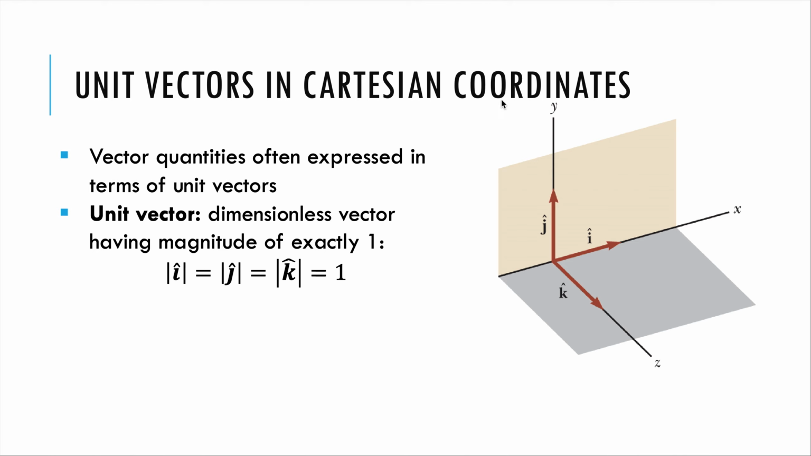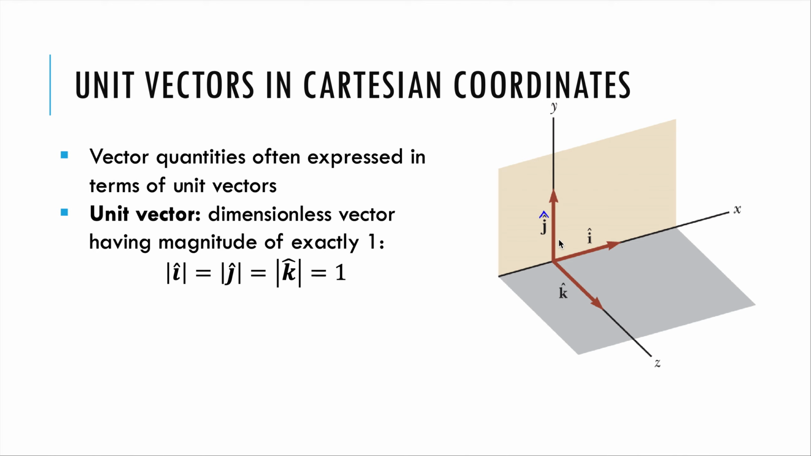If we are in the Cartesian coordinates, where we have the x, y, and z axes, then we use the unit vectors i, j, and k. i specifies the x direction, j the y direction, and k the z direction. Note that there's this little hat symbol above the unit vector to specify that it is a unit vector.